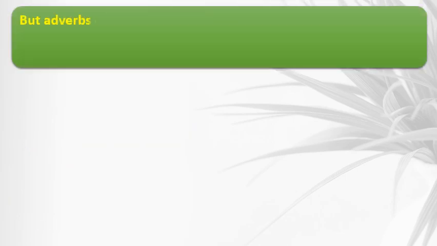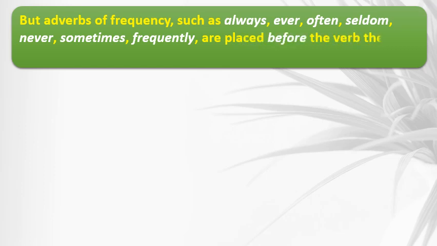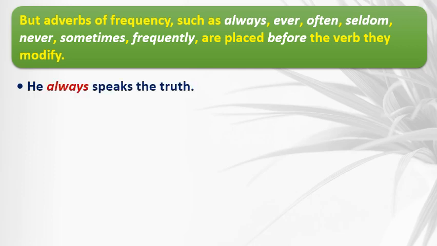So now let's see the definition of adverb. An adverb is a word which modifies a verb, an adjective or another adverb in the sentence. An adverb answers the questions when, where, how much, how long or how often, etc.